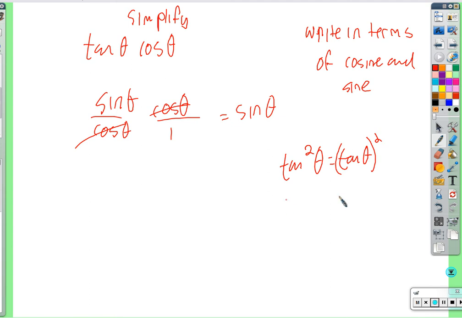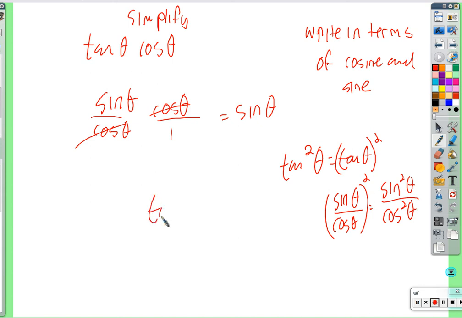Well, tangent is sine over cosine. If we square that, that'd be the same as saying sine times itself over cosine times itself. So tangent squared is equal to sine squared over cosine squared. So if you write tangent squared as sine squared over cosine squared, you can cancel out a cosine squared or just one cosine.